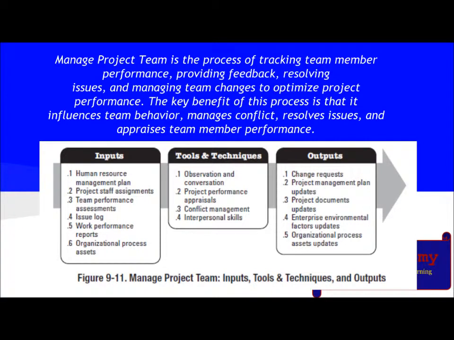team members' performance. The inputs involved are human resource management plan, project staff assignments, team performance assessment, issue log, work performance report, organizational process asset. The tools and techniques involved are observation and conversation, project performance appraisal, conflict management, interpersonal skills. The outputs are change requests, project management plan updates, document updates, enterprise environmental factor updates, organizational process asset updates.